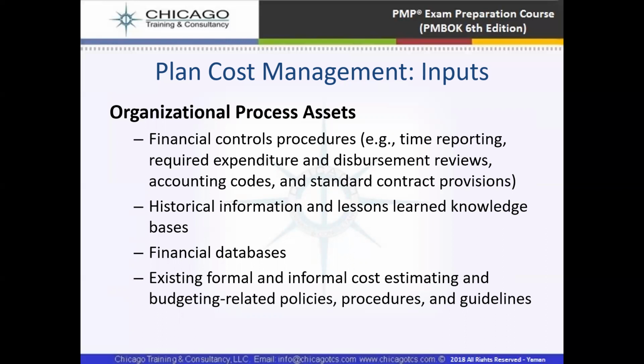And then we have financial databases, and existing formal and informal cost estimation and budgeting related policies, procedures, and guidelines. So we have all these formal cost estimation and budget related policies, procedures, and guidelines. And we have the historical information and lessons learned knowledge bases of the cost, to be very specific here, and financial control procedures, that is time reporting, required expenditures, and disbursement reviews.